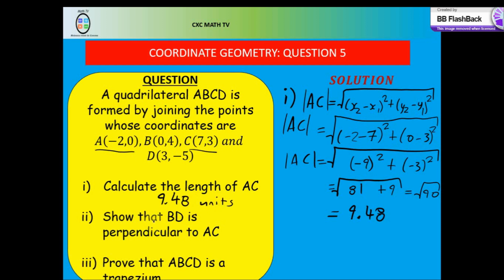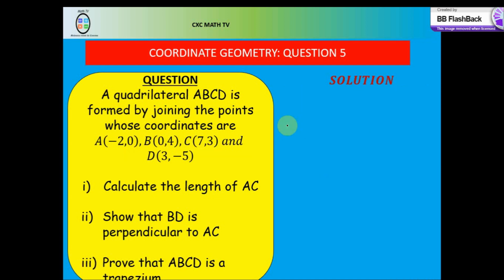Now the next part is show that BD is perpendicular to AC. Now in coordinate geometry, how are we going to show that they are perpendicular? If they're perpendicular, so part 2, if BD is perpendicular to AC, then what do we know? Then we know that the gradient of BD times the gradient of AC should be negative 1. So let's go ahead and show that.